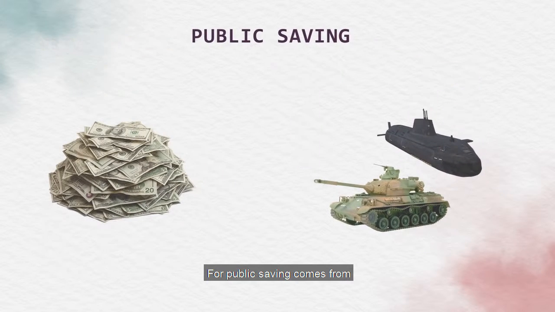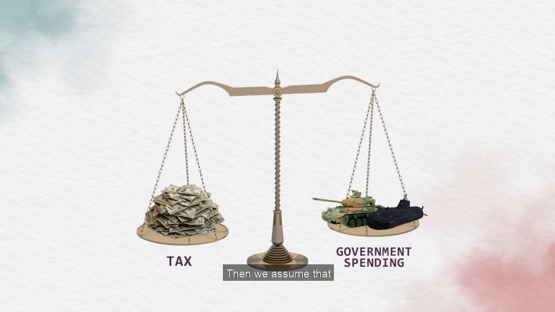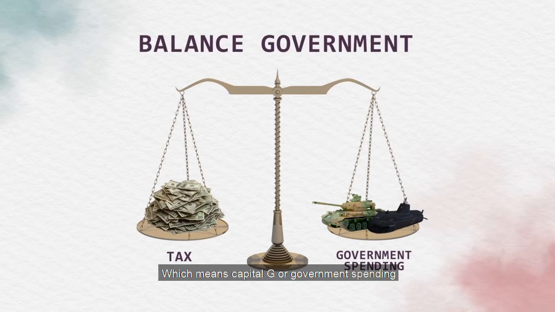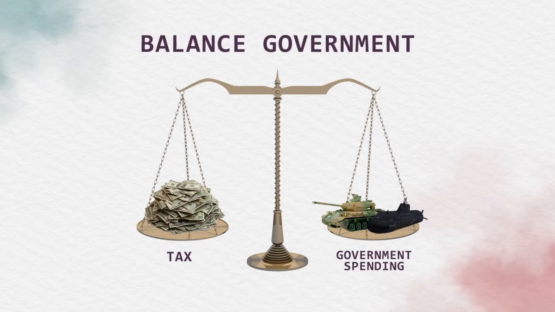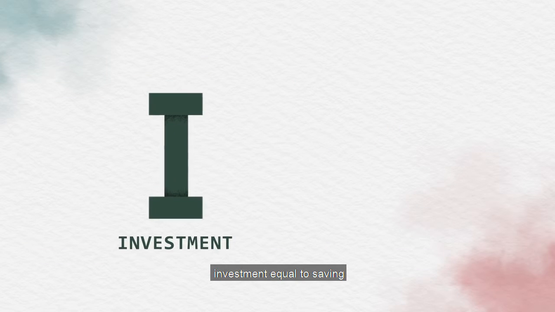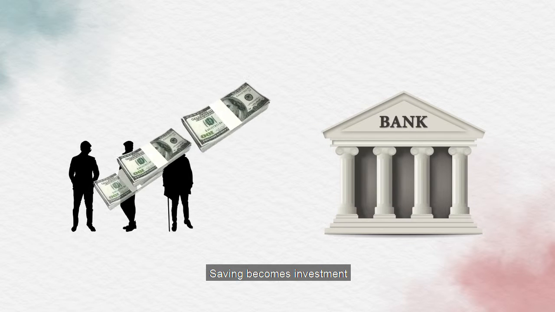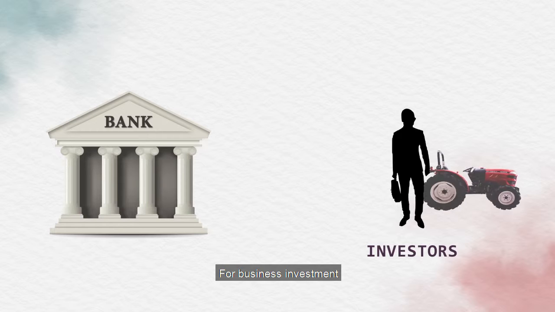Public savings come from tax minus government spending. Then we assume that we have a balanced government budget, which means that government spending G is equal to tax T. So we get investment equal to savings. Savings become investment when banks lend out money to investors for business investment.